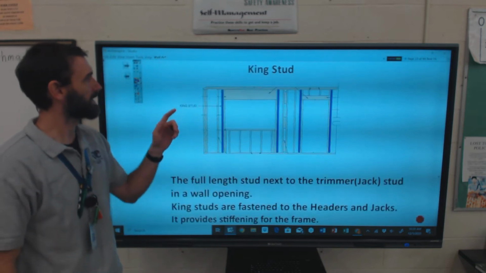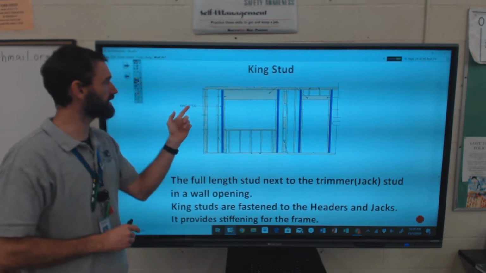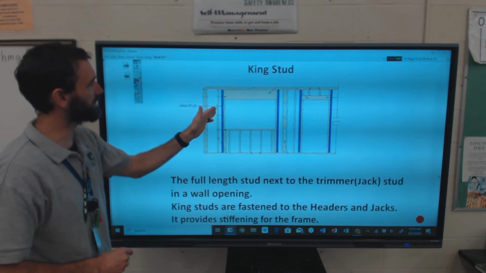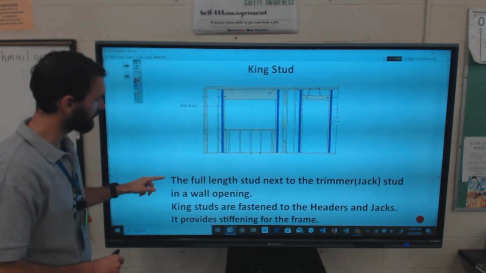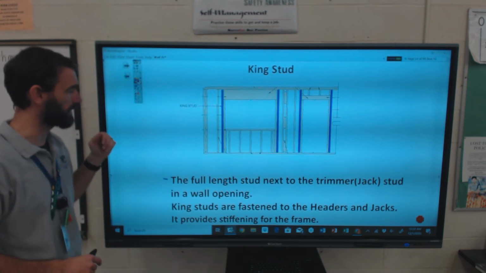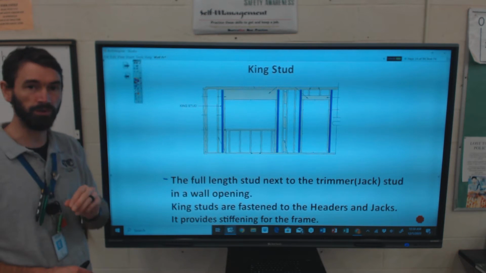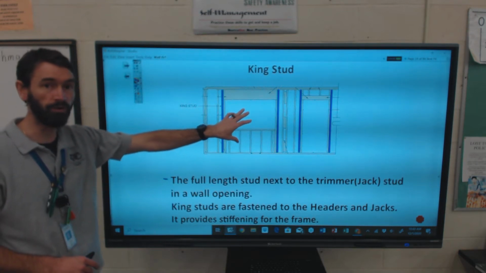So here we go. The second board that's in that pack of two is a king stud. Now notice here it's highlighted in blue, and it's not right next to that opening. It's one board over. So here's the definition: it is a full-length stud next to the trimmer or jack stud in a wall opening, and it's with windows and doors.